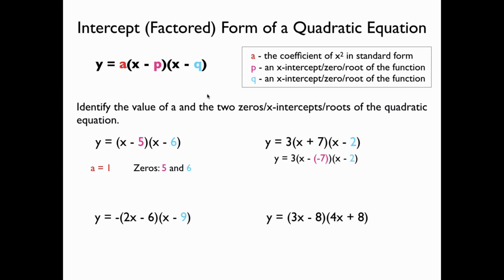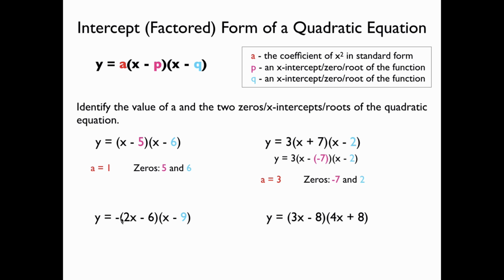Another way of thinking about this, if you don't want to think of this as a subtraction sign and you're used to thinking of them as negative signs, then this just means that the first zero is the opposite of p and the second zero is the opposite of q. So here we have a 7, so what's the opposite of 7? Negative 7. Here we have a negative 2, what's the opposite of negative 2? Positive 2. So the two zeros here are negative 7 and 2, and the value of a is 3.